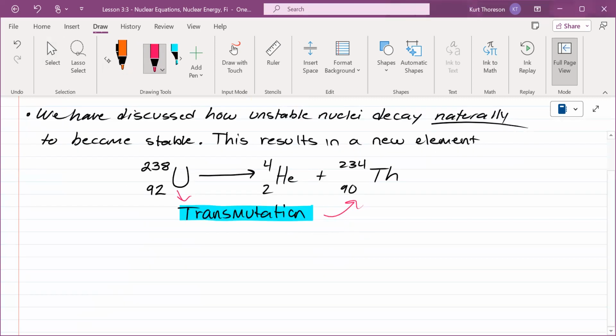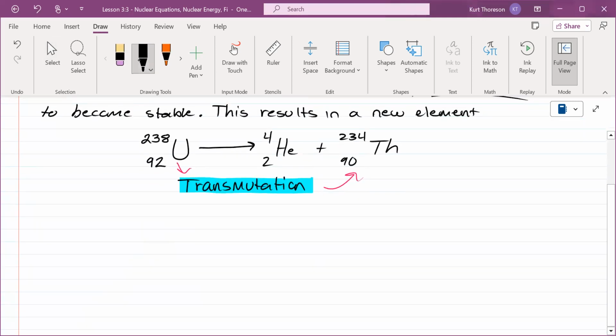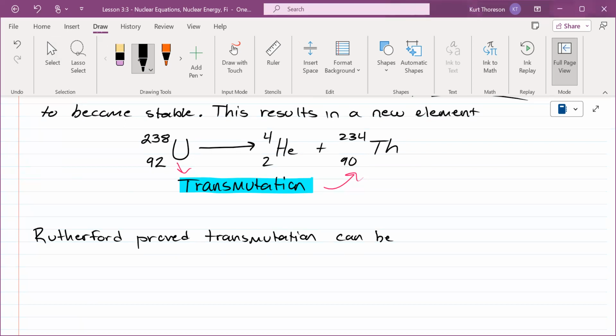So we've learned how to do a lot of naturally occurring processes artificially. And that's what I want to pick up on. There's a guy that we discussed before. He discovered protons. His name is Rutherford, Ernest Rutherford. Ernest Rutherford proved transmutation can be artificially induced.